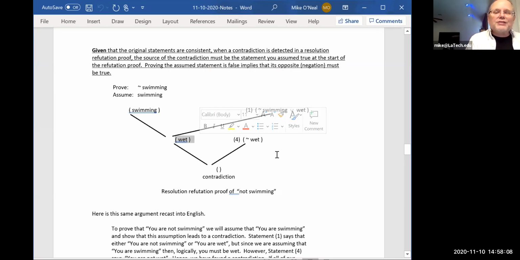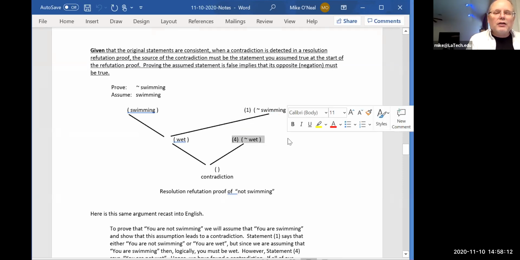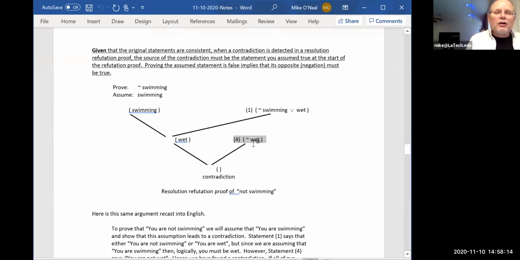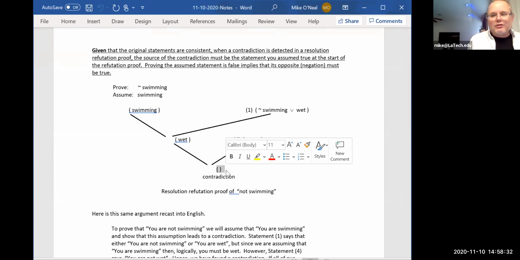Great. But the system already has statement 4 in there that says not wet. Combine these 2 together and cancel the conflicting terms, and what do you get? You get a null clause. A null clause means that you have reached a contradiction.